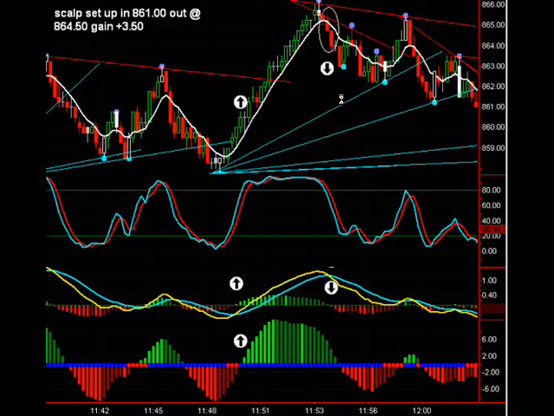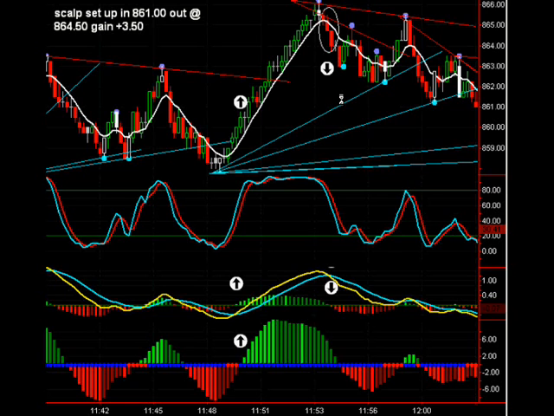This is a scalp setup that occurred, and again, I had confirmation on my longer tick chart and my time frame chart with all my indicators. And of course, on this small tick chart, it was setting up, and so I entered at 861, and I was out at 864.50.